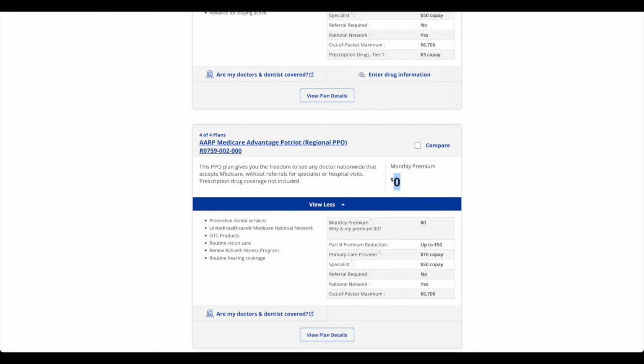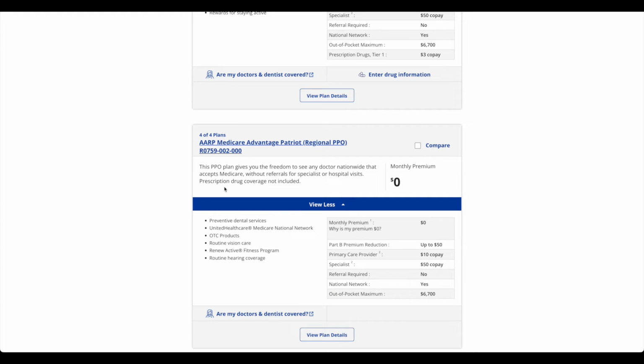So if you notice in this here, there's no talk of the United Healthcare or the United Healthcare Medicare National Network. They list it here, but you're not going to get any better rates in that network than you would from just any doctor that takes Medicare. So this plan is now approaching and very similar to what you're going to get with an original Medicare Part A and B national no network plan.